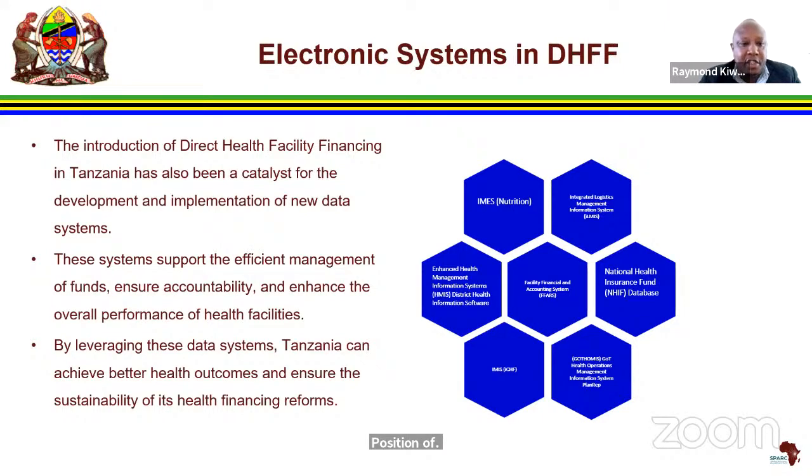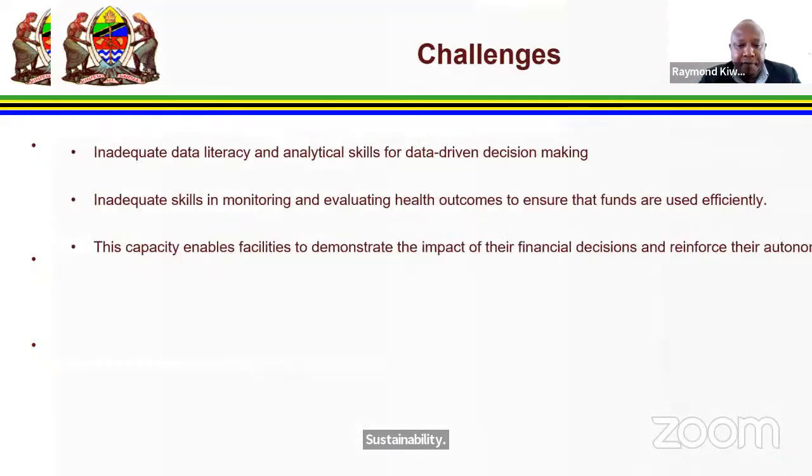So all these data systems help us to achieve better health outcomes and to ensure sustainability in our health financing reforms.